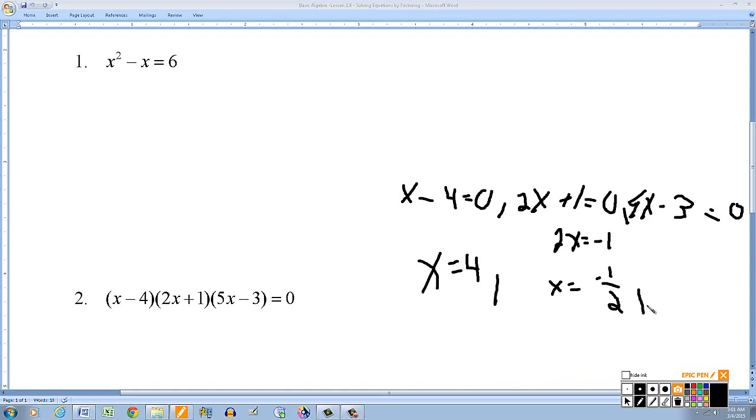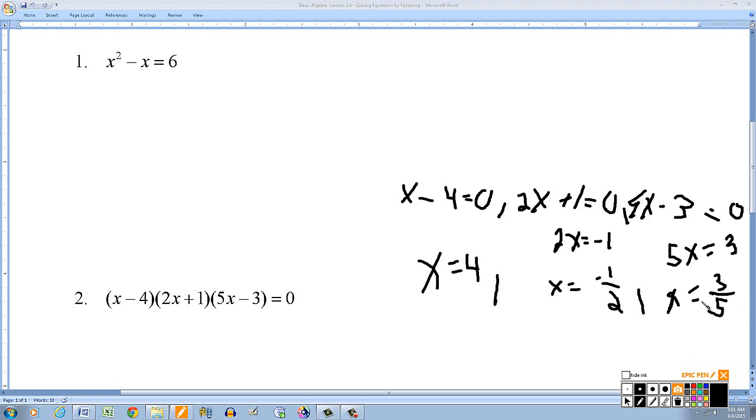In the third factor, I isolate the term with the x, that's the 5x, so I add 3 to both sides. That leaves me with 5x on the left side, and 0 plus 3 is 3. Divide through by 5 to isolate the x. So x is equal to 3/5. So I get x equal to 4, x equal to -1/2, x equal to 3/5.